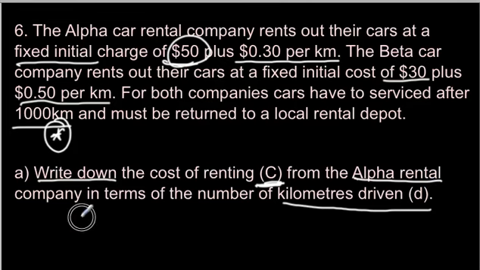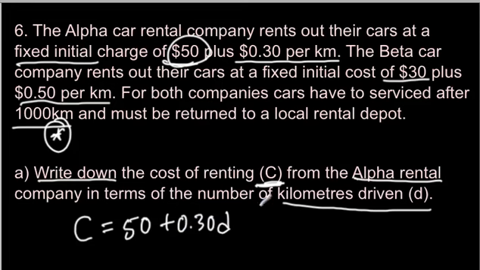As we said before, if the cost is C, our fixed cost is $50. So no matter what, we're paying $50 just to rent the car, whether we drive it or not. And then how much do we pay per kilometer? It's 30 cents. So it's plus 0.30, and it's per kilometer. We noticed here that D is the number of kilometers driven, so it's 0.3D. So this is how we express the equation of the line.